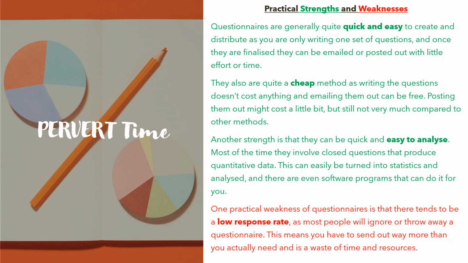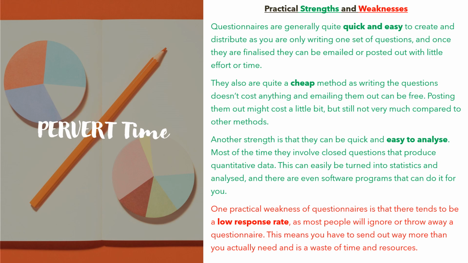Okay, so it's time to start thinking about the strengths and weaknesses of using a questionnaire to conduct sociological research. You should remember from last video that the way we're going to think about these strengths and weaknesses is through the acronym PERVERT. So the P from PERVERT stands for practical. There are practical strengths and weaknesses for each research method that you would write about in an exam. Practically, questionnaires are really quite strong.